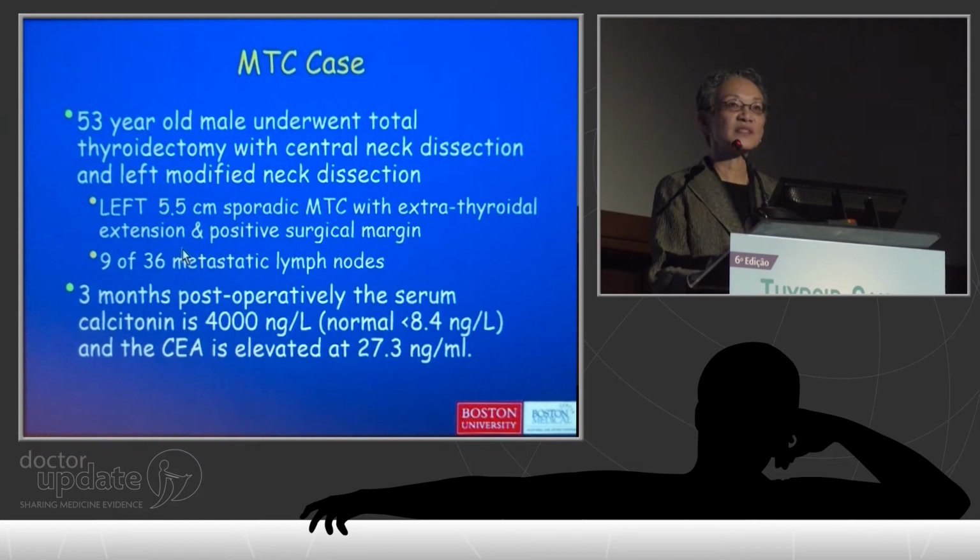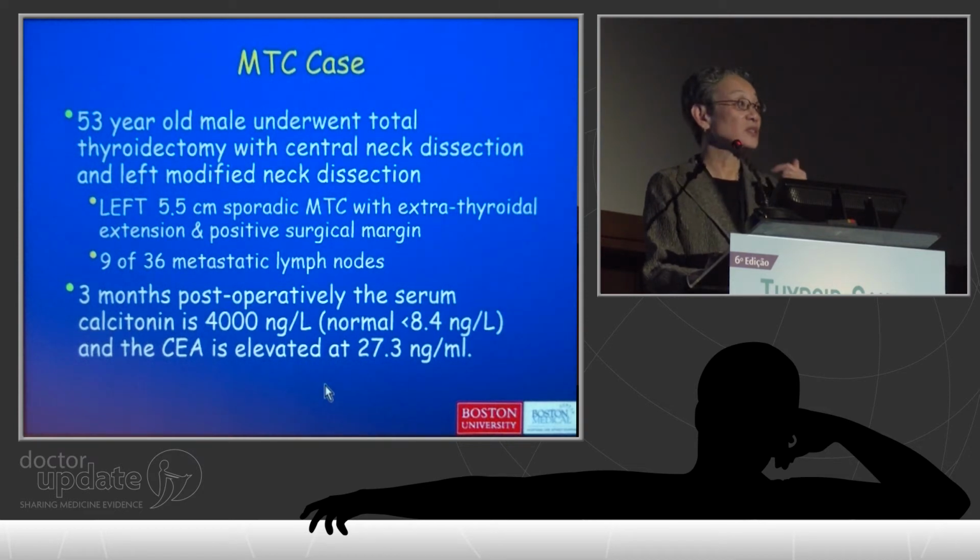So he had a 5.5 centimeter medullary thyroid carcinoma with extrathyroidal extension and positive surgical margins, and he had 9 of 36 clinically enlarged lymph nodes that were metastatic with disease.